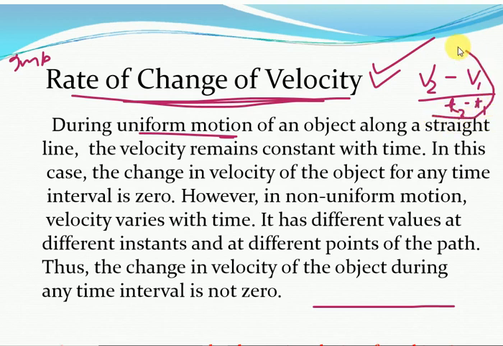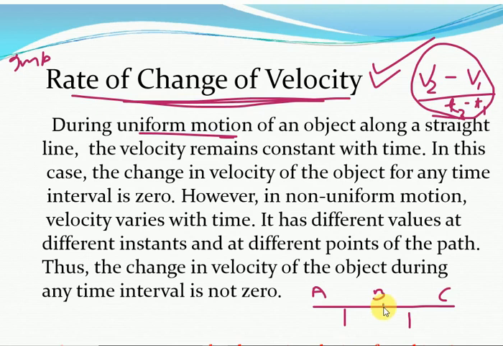So let me explain this one. Now suppose this is a path in which a body is moving. The body has started its motion from point A. It will reach point B. Again it will reach point C. Now from A to B the displacement is, suppose, 1 kilometer. From B to C the displacement is also 1 kilometer.